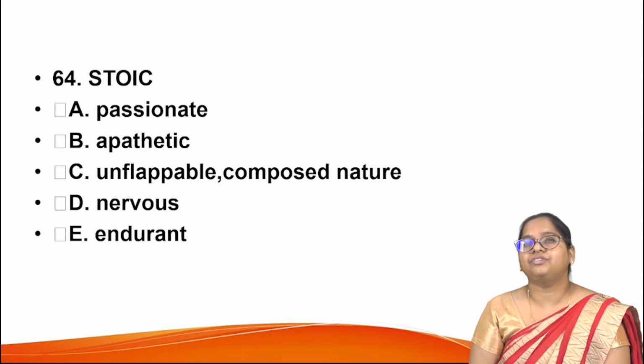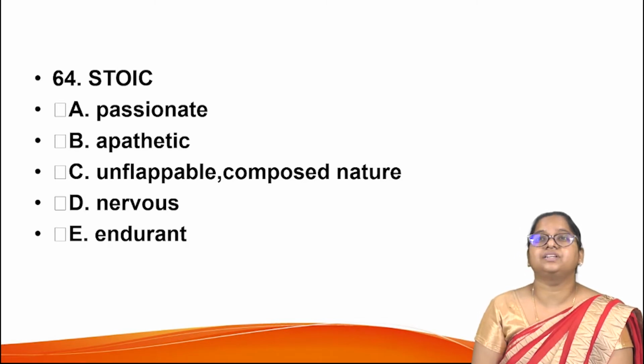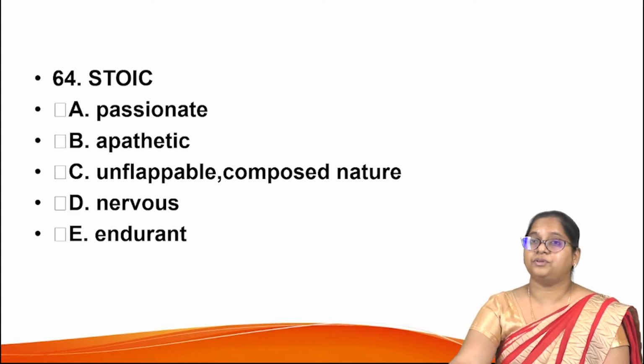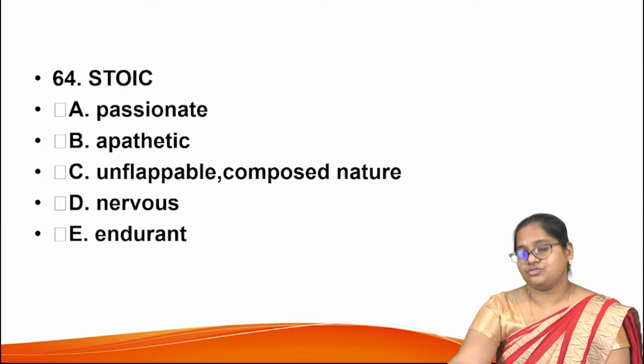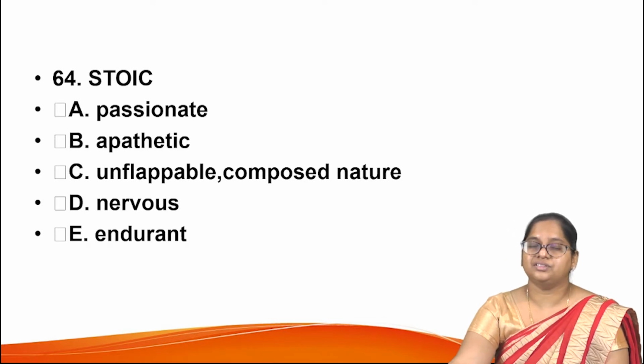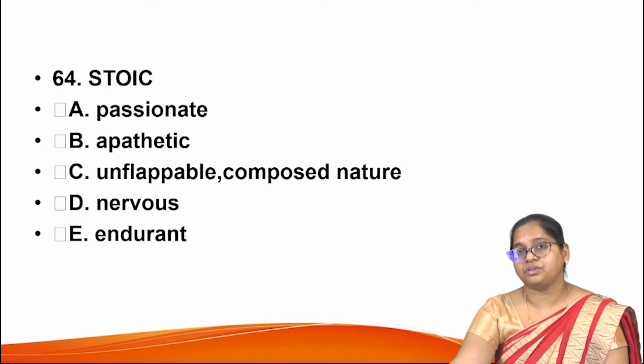Next is unflappable. Unflappable means you are completely controlled, not getting disturbed, a very calm and composed person. So that is the meaning. Nervous means being very tense and agitated. Next, endurant. Of course, you endure something, something which can be tolerated.